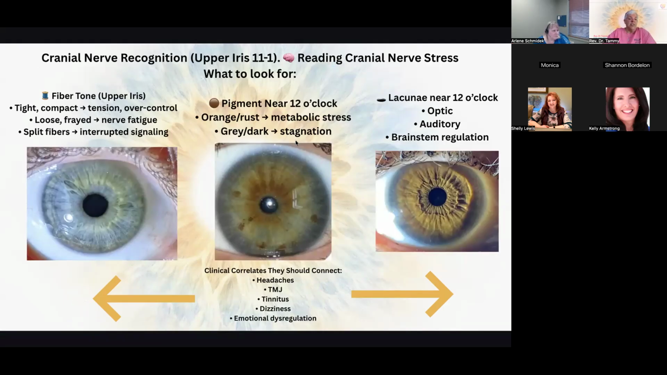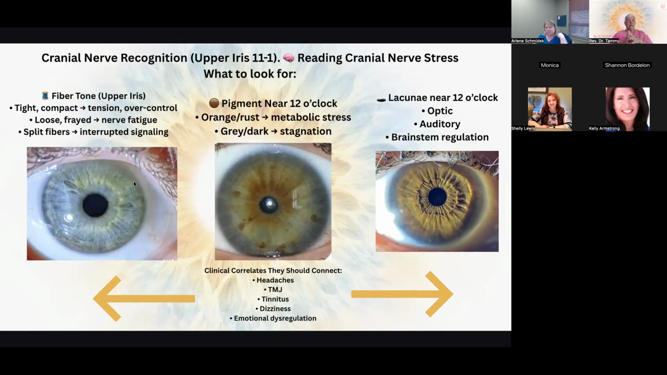Cranial nerve recognition, upper iris, 11 to 1. So you're reading the cranial nerve stress, what to look for. Fiber tone in the upper iris. Fibers are real strong in this one and in this one. This one, it gets a little weaker. Tight, compact: tension, over-control. This is a very controlling person. Loose, frayed: nerve fatigue. There's a couple that are frayed, not too bad. Split fibers: interrupted signaling. So this is talking about the cranial nerves.